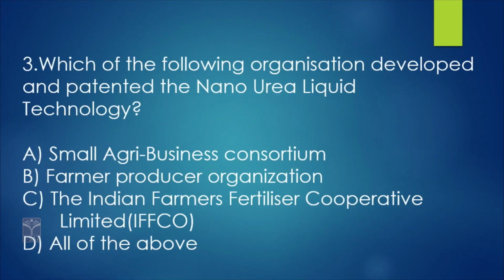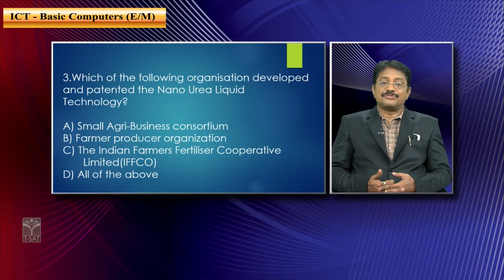Which of the following organizations developed and patented the nano urea liquid technology? Just now I said, IFFCO is the organization that developed it and holds the patent. The four options given are: Small Agri Business Consortium, Farmer Producer Organization, the Indian Farmers Fertilizers Cooperative Limited, that is IFFCO, and all of the above.